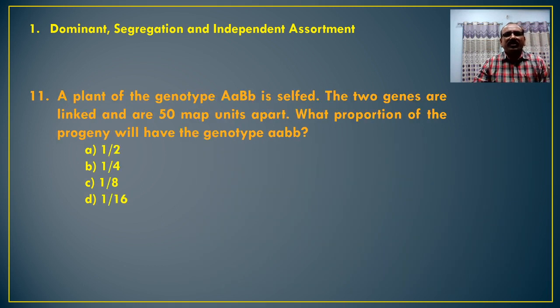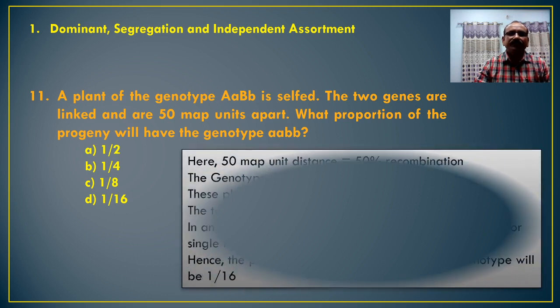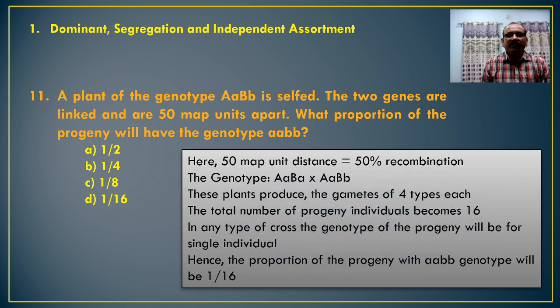A plant of the genotype capital A small a, capital B small b is selfed. The 2 genes are linked and are 50 map units apart. What proportion of the progeny will have the genotype small a small a, small b small b? Now here the 50 map unit distance is equal to 50% recombination.